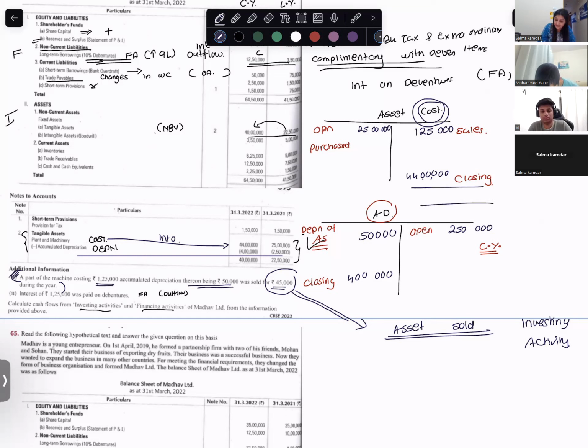Tell me, can I find the asset purchased? This is 44 and this is 1 lakh 25,000. So the total will become 45 lakh 25,000. 45 lakh minus 25 lakh, you will get 20 lakh 25,000. Which activity? It's investing activity. Are you with me? Yes, ma'am.